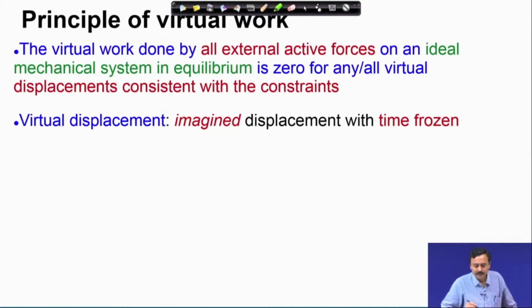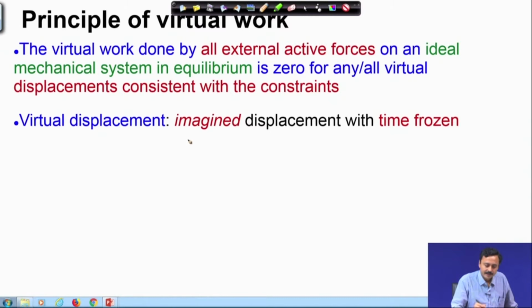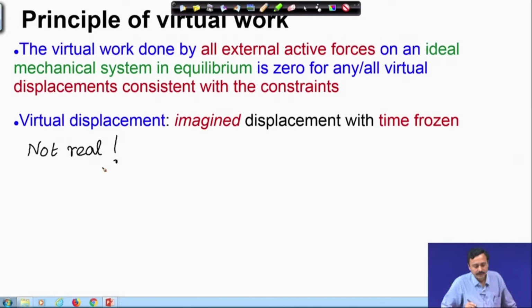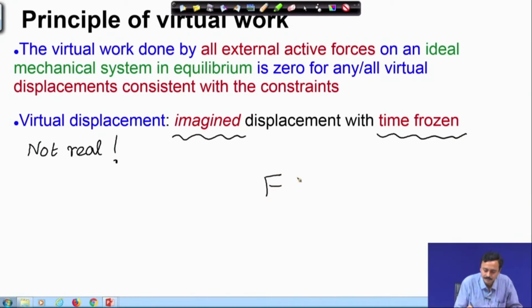What is virtual displacement? Virtual displacement, as the name suggests, is not real displacement. So, it is definitely not real displacement. It is virtual displacement. So, it is imagined displacement with time frozen. Now, when you have real displacement, time cannot be frozen. So, if you have forces which are changing with time, in a real displacement the forces are going to change, but in a virtual displacement forces will retain the value at that specific instant of time.